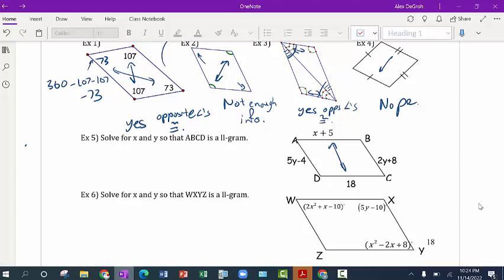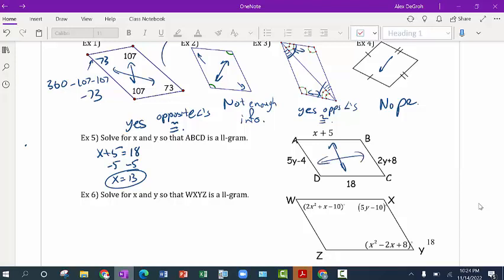But if you don't know what you're doing, you're going to set x plus 5 equal to 18, because the opposite sides should be congruent, and then you solve. Move over the 5, x equals 13. And then you're going to do exactly the same thing for the y's.